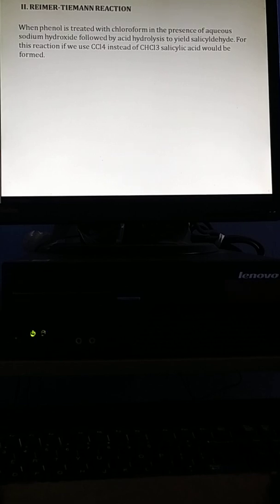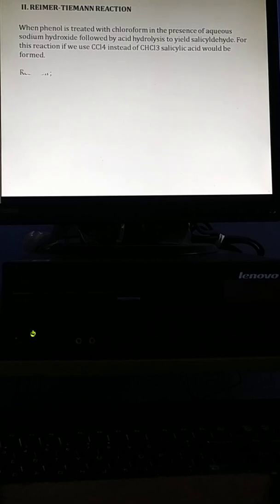Next we will move to the Reimer-Tiemann reaction. When phenol is treated with chloroform in the presence of aqueous sodium hydroxide, followed by acid hydrolysis, it yields salicylaldehyde. In this reaction, if we use carbon tetrachloride instead of chloroform, salicylic acid would be the product. So if you use chloroform, the product will be salicylaldehyde; if you use carbon tetrachloride, the product will be salicylic acid.